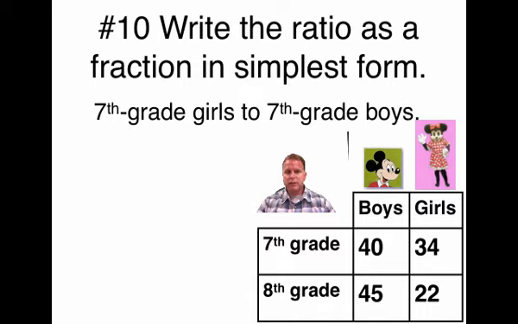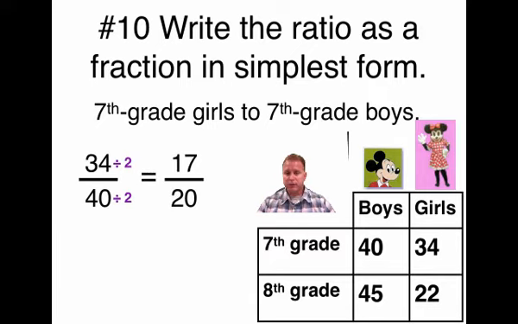Number 10, would you try to set up the 7th grade girls to the 7th grade boys? Pause the video and try to set up a ratio for this. Okay, well, there's 34 girls. How many boys are there? Still 40. So we would say 34 over 40, or 34 out of 40. Divide both by 2, and we'll get 17/20. So that's our ratio in simplest form.